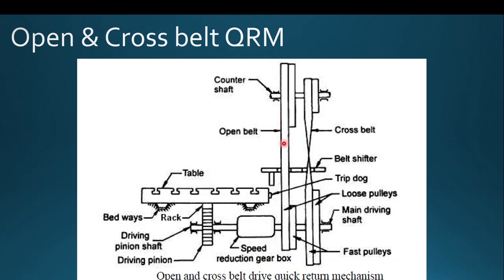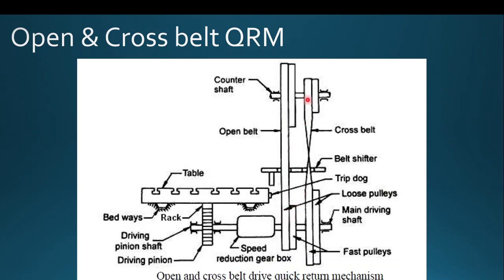See how it happens. At the time of the stroke, the counter shaft rotates with the help of the electric motor. Now the larger pulley's open belt is engaged with the loose pulley of the driving shaft, that is our main shaft. So the open belt drive is now connected with the loose pulley only.